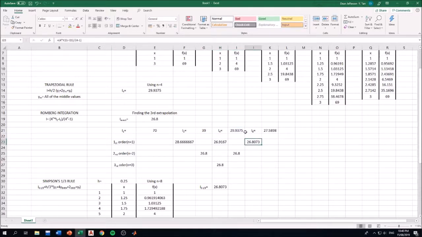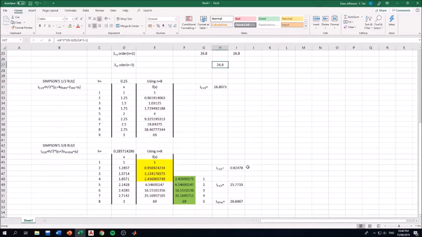And then you do that all over again for the second order, but this time you're going to have to change the n in the 4 to 2. Yeah, here you go, 2, and then 2. And continue doing that until you've reached the third order, which will give you the final Romberg integration.